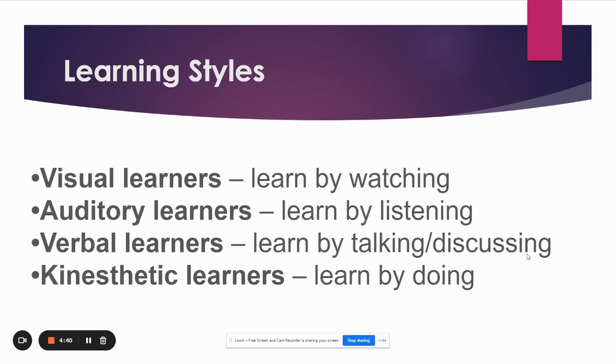Visual learners like to learn by watching or seeing information. For example, I'm showing you this presentation right now. Some of you learn well by doing that. Auditory learners like to learn by listening. If I didn't show you the screen and I just gave you an audio recording of my voice, some people could learn that way if they were an auditory learner.